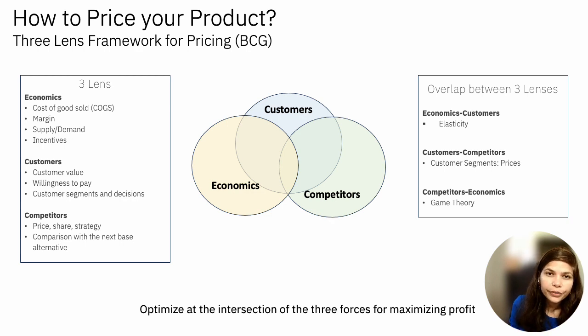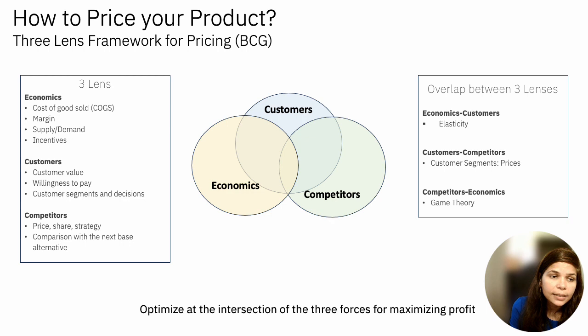The framework says that we need to look through three lenses whenever we are trying to price a product or service. So the first lens is the lens of economics. What does the product or service cost to you? It would include costs, margin which you can add on top of that, supply demand responses, and some of the incentives which you would offer to your customers like discounts, promotional offers, etc.